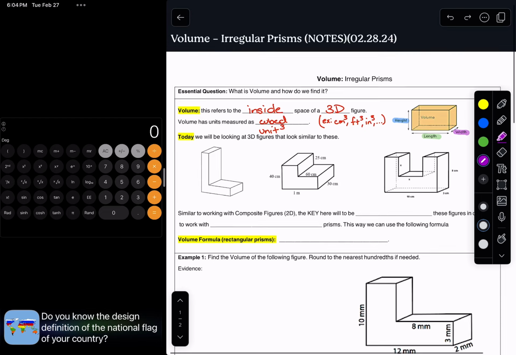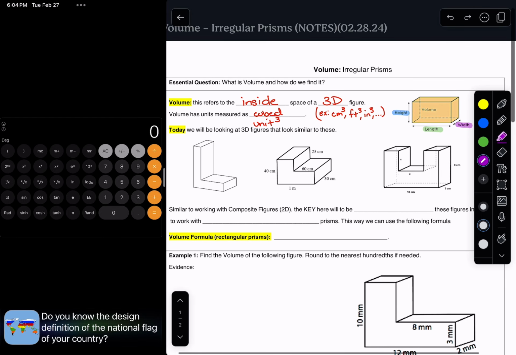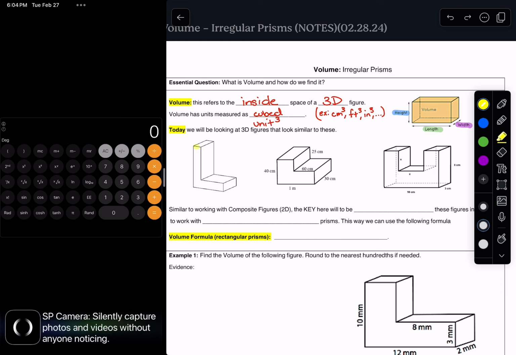That being said, today we will be looking at these types of shapes. These 3D shapes, where it looks like there are 2 rectangular prisms together, right? It's kind of like the composite figures that we saw earlier, where it was like 2 rectangles put together to make one shape. Now it's just 3D.